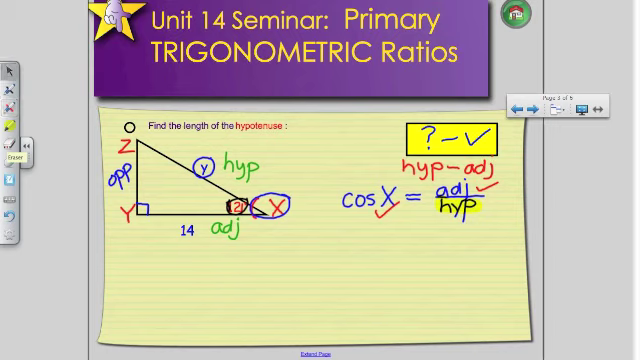So I'm going to fill in the information of the things that I know. I know angle x is 21 degrees. I know my adjacent is 14. And I know my hypotenuse, well, I don't know my hypotenuse, but I know it stands for y. So the whole point of this is trying to figure out what is the value of my hypotenuse, what is the value of y.